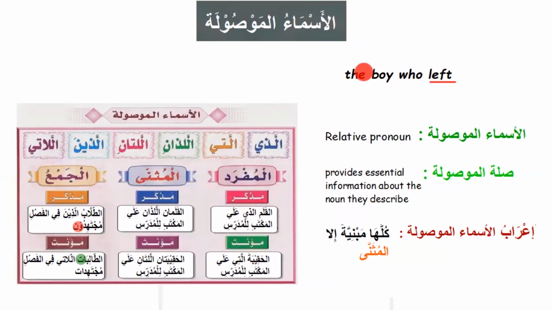Assuming I'm searching for someone who did something, and I'm searching for the person, then you will tell me such and such is done by the boy who left. This left is what gives information about the boy, but this who in itself doesn't give information. It's just a relative pronoun, but whatever comes after the relative pronoun to give information about the noun we are talking about is what we term as the silatul mawsula. I hope that is clear.